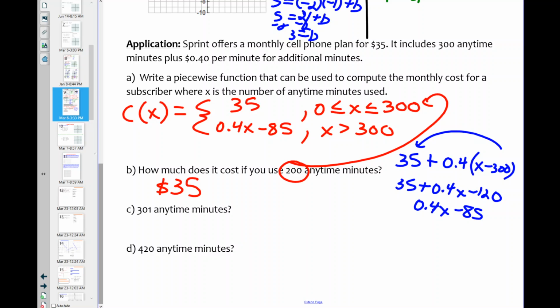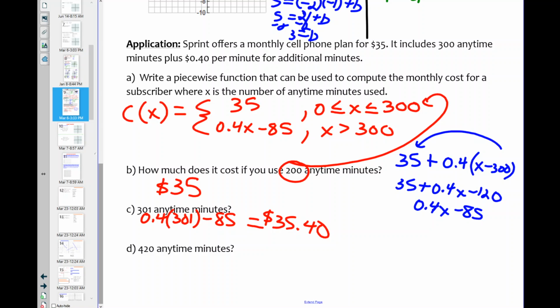How about for 301? Where does the 301 fall? On the second piece, so it would be 0.4 times 301 minus 85. Somebody with a calculator, tell me what that gives you. Well, actually, I should already know that. That should end up being $35.40. Duh. If you want to check with a calculator to make sure it works, but that's what you should get. Because it's the 35 bucks plus the 1 extra minute.